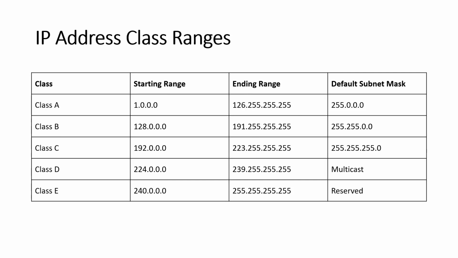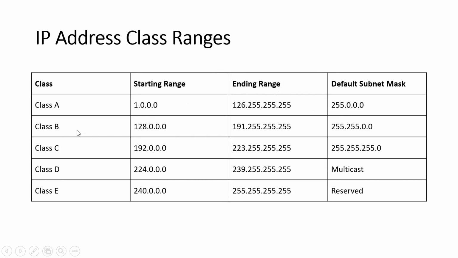Now, let's discuss IP address class ranges. These are the classes, with the starting range, ending range, and default subnet mask. For class A, the starting range is 1.0.0.0 and the ending range is 126.255.255.255. Its default subnet mask is 255.0.0.0. Class A has one network ID and the remaining are host IDs.